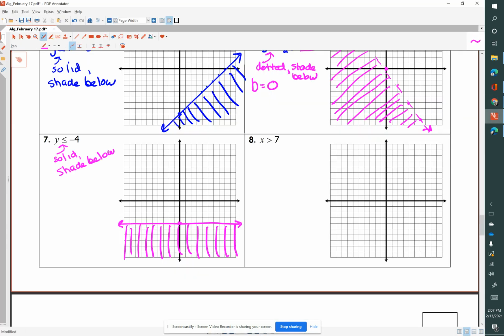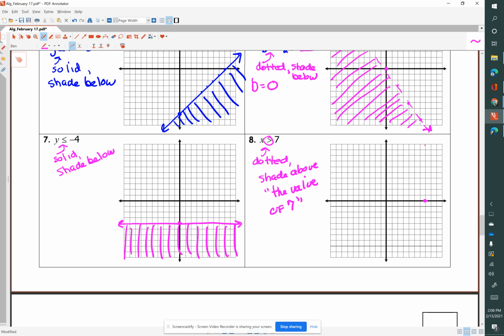And our final problem, we have 8x is greater than 7. So we find 7 on the x-axis, 1, 2, 3, 4, 5, 6, 7. And with less than, we will have a dotted line. And because we're talking about greater than, now be very careful here. Technically, we are shading above, but what we're doing is we're shading above the value of 7. And let me show you what that looks like.